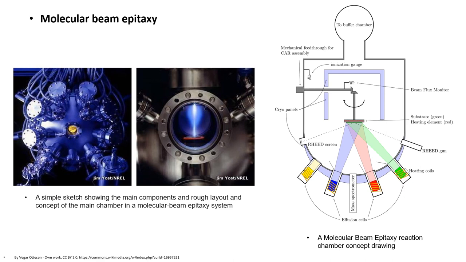Molecular beam epitaxy is a process in which a thin single crystal layer is deposited on a single crystal substrate using atomic or molecular beams generated in Knudsen cells contained in an ultra-high vacuum chamber. Molecular beam epitaxy takes place in high vacuum or ultra-high vacuum, that is 10 to the power minus 8 to 10 to the power minus 12 torr.